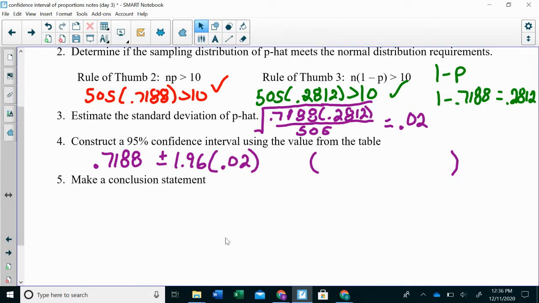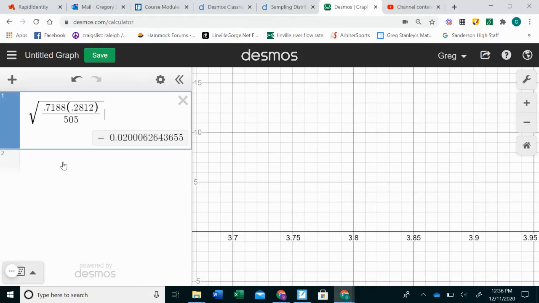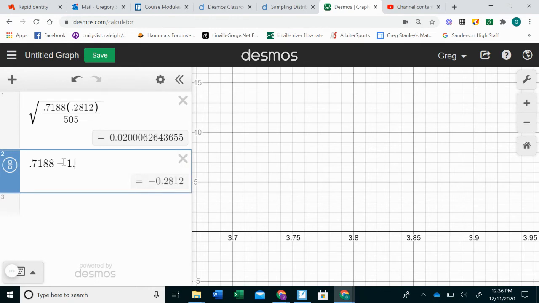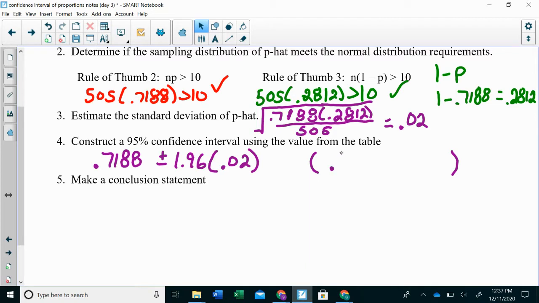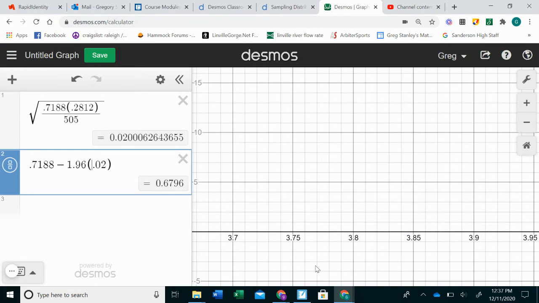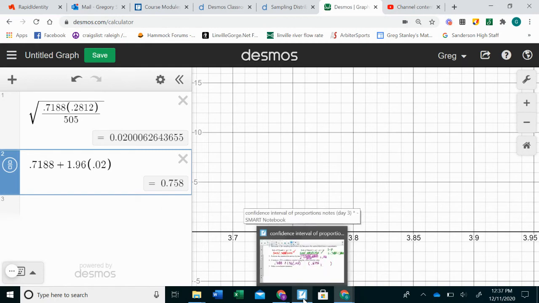So if I go to Desmos and carefully do that arithmetic, I'm starting with 0.7188 minus 1.96 times, and you could do parentheses or the times button, times 0.02. Then we get the lower limit of 0.6796. And then if I simply change that to a plus, that's going to give us the upper limit number. So change that minus to a plus. Our upper limit number is 0.758.